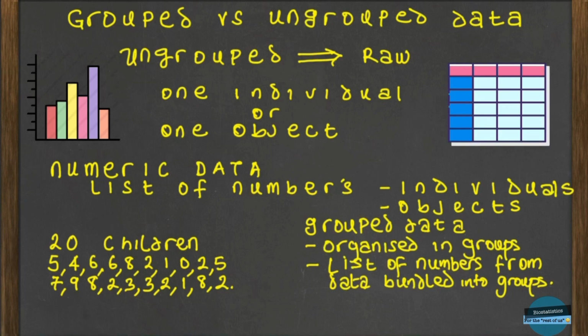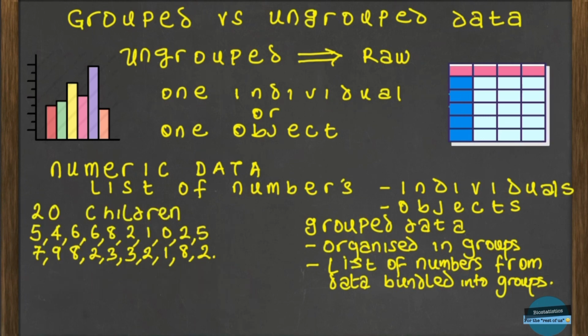So as a researcher, you may want to organize the initial data for these 20 children seen here in such a way that it makes it easier for us to understand. So you may decide to classify the data into 2 groups. The first group, which is group 1, are those that had 0 to 4 visits. And then the second group, group 2, are those that had 5 to 9 visits.